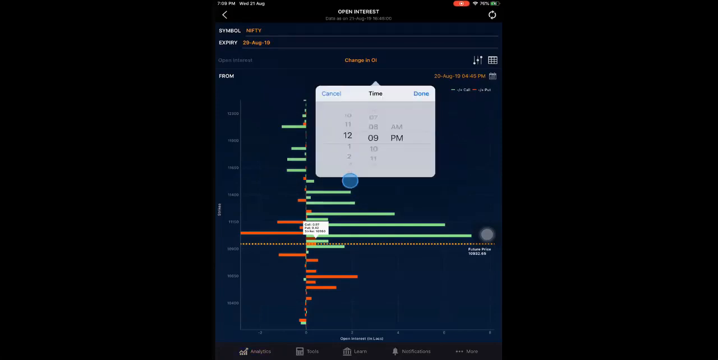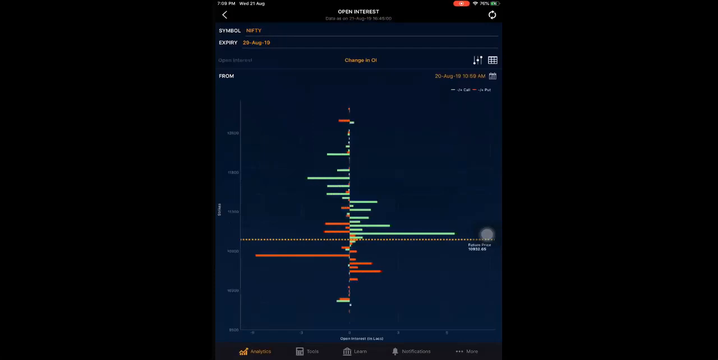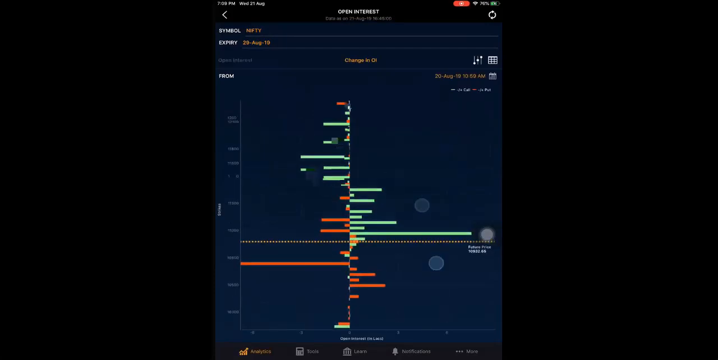I want to look at from 11 a.m. So here is the change. The prior one was as on yesterday, from yesterday to today data, while this data is from 11 a.m. to the market close. So from 11 a.m., if I look at the highest writing was seen in 11,000 call, nearly like 7 lakh shares.